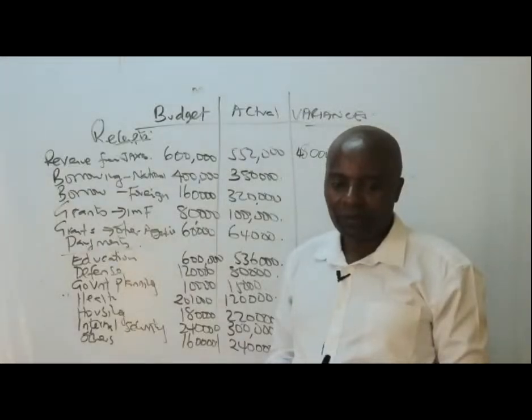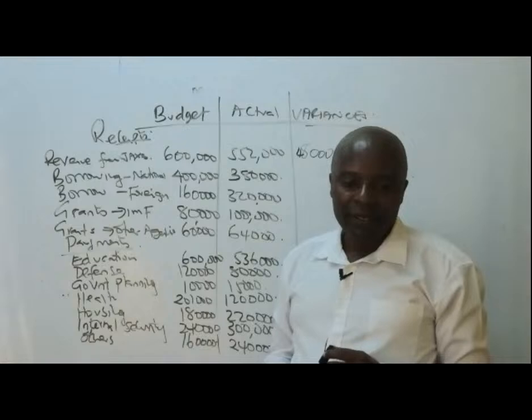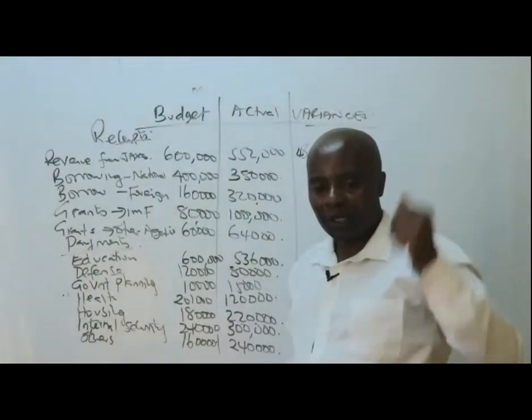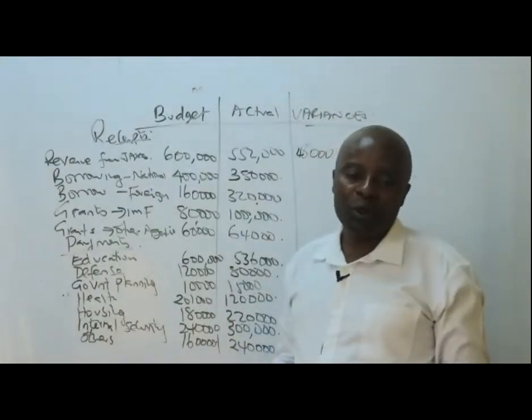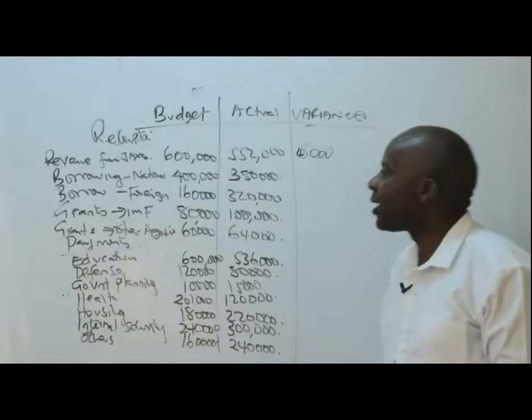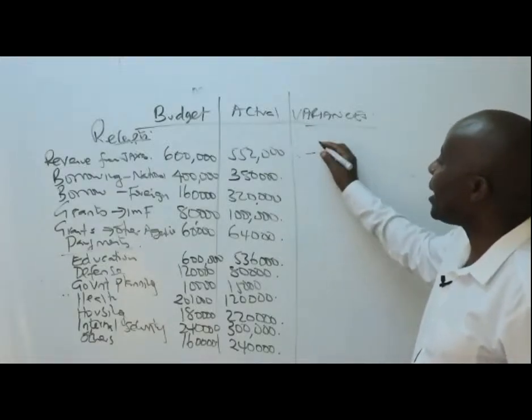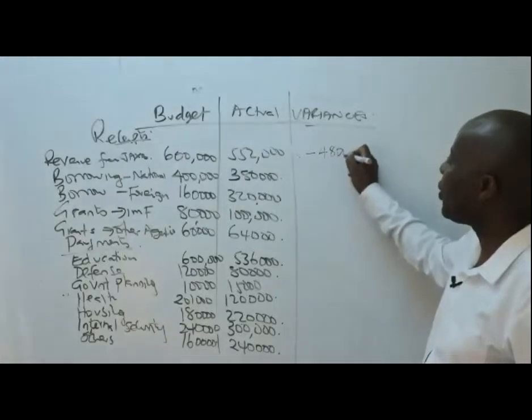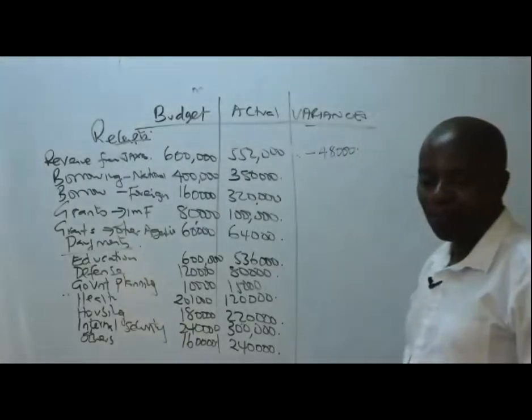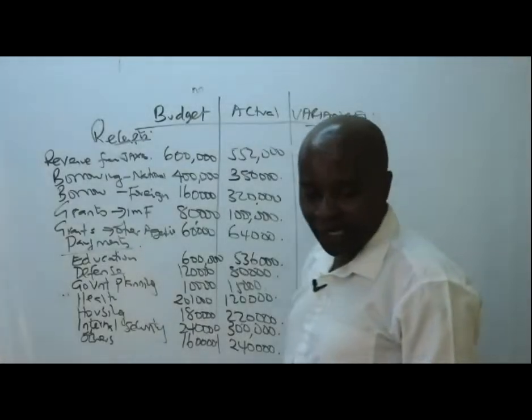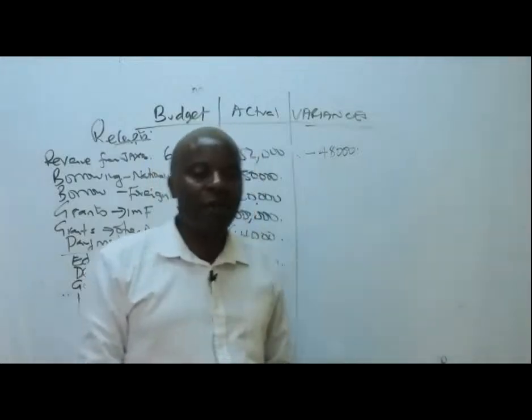Imagine you are KRA. Somebody gives you a target of 3 million, and then you get 2 million. It cannot be good. This will be bad. So when it's an adverse variance, you write it as a negative because that means your performance is being eaten. We are talking of revenue, remember.